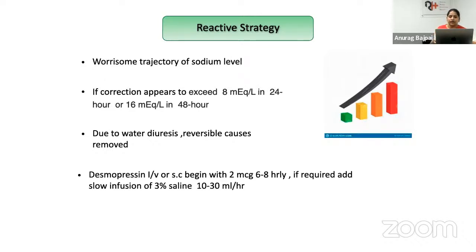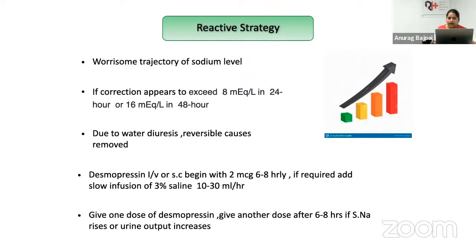And what we have to do, we have to give the desmopressin either IV, subcutaneous or orally. And if the sodium level decreases very soon, we can add the slow infusion of 3% saline, 10 to 30 ml per hour. First give 1 dose of desmopressin and then see the sodium levels. If they are increasing very rapidly or the urine output increases, then we have to give the second dose of desmopressin. It is not 12 hourly or 6 hourly. And we have to monitor the serum sodium 2 to 3 hourly.